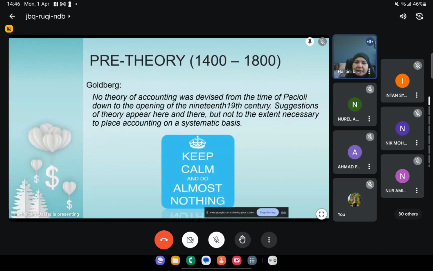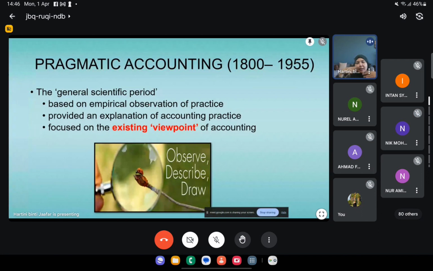Okay. But the accounting was not being evaluated on a systematic basis. Asal ada je. So fast forward to 1800, the period up to 1955, where people started to question. Because this is considered to be the general scientific period, people started to question whether certain accounting practice is correct or not. Because they have dah pandai, they made observation based on empirical observation.